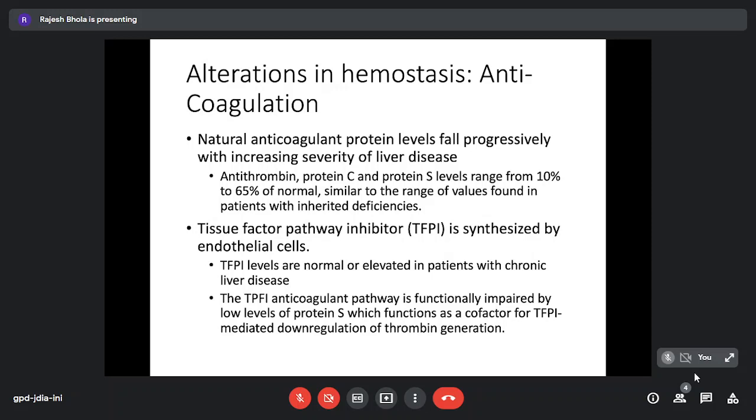Tissue factor pathway inhibitor is not synthesized by the liver or hepatocytes; it is synthesized more by the endothelial cells, and it is observed that TFPI levels are normal or elevated in patients with chronic liver disease. And the TFPI anticoagulant pathway is functionally impaired because it depends upon protein S, and protein S is actually low. So TFPI becomes functionally impaired, or down-regulated, as far as thrombin generation is concerned.